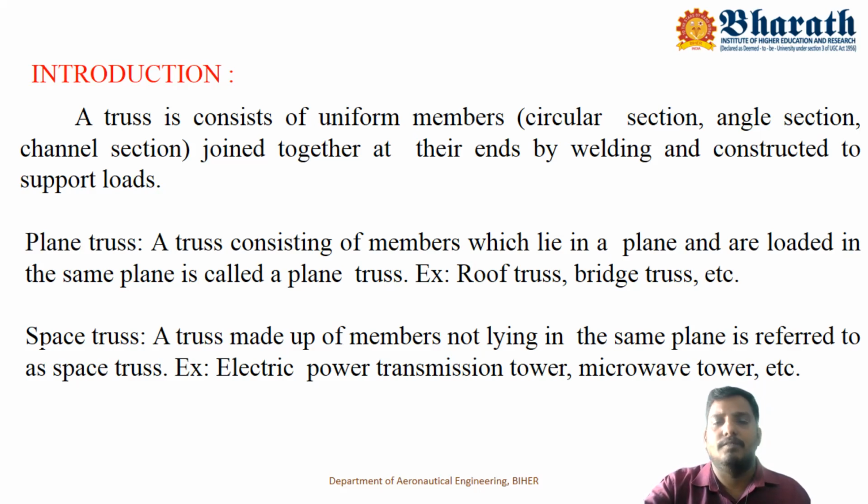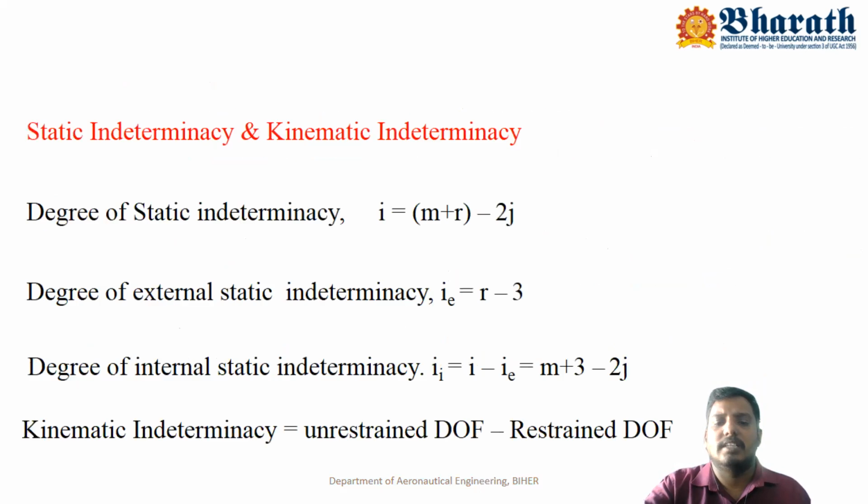The space truss: if the members connected in the truss do not lie in the same plane, then it is referred to as a space truss. Examples are an electric power transmission tower as well as a microwave tower. Then, generally speaking, structures are broadly classified into two categories: one is statically determinate structures, and the other is statically indeterminate structures.